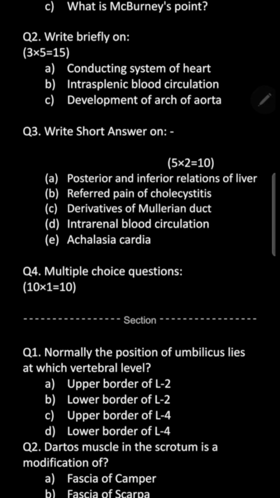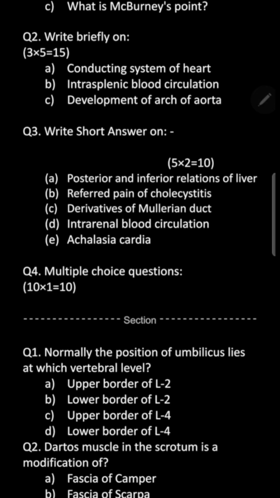So what happens is the food starts collecting in the lower end of the esophagus, and gradually it keeps distending and leading to dysphagia. That is called achalasia cardia. It is the distension of the lower end of the esophagus due to neuromuscular incoordination.